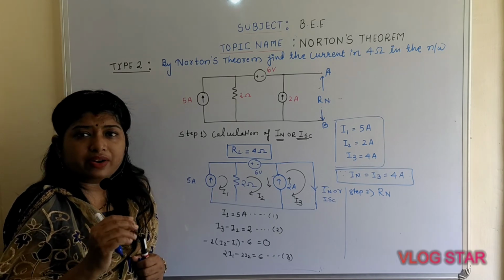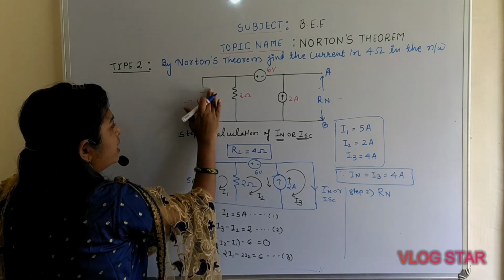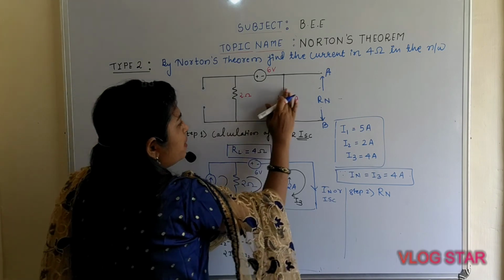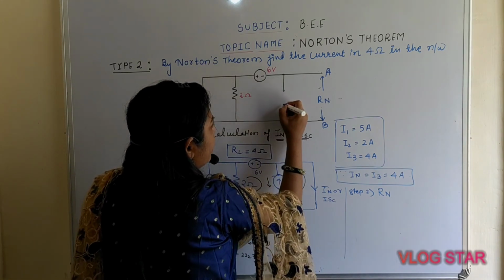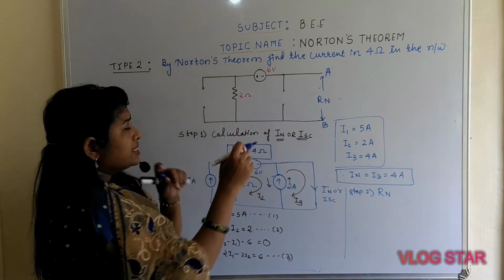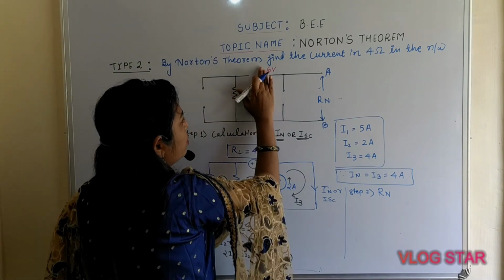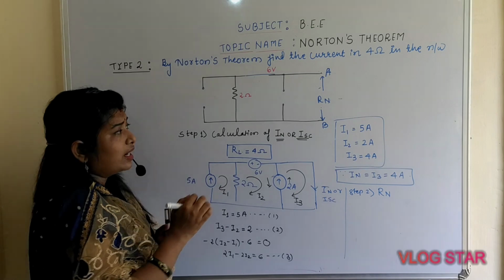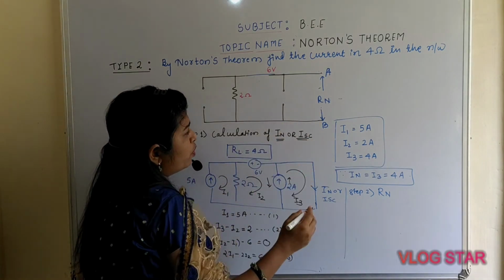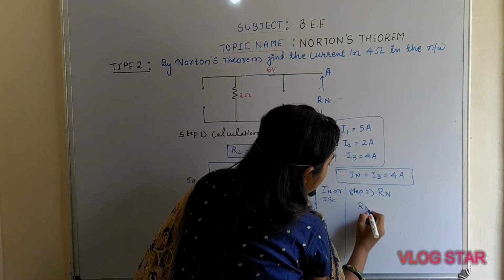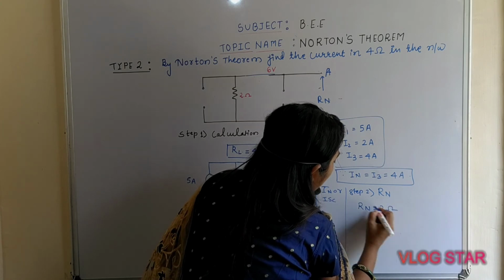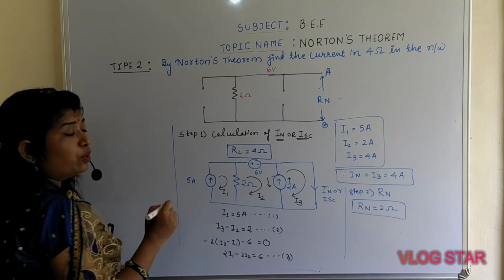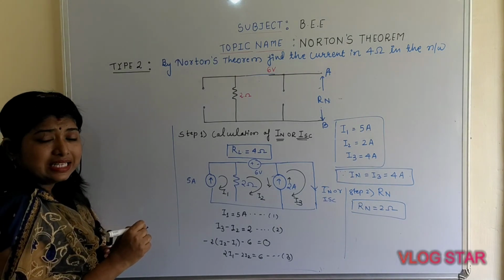to calculate the Norton equivalent resistor. Now this is a current source. I need to replace this current source by an open circuit. Similarly, you need to replace this current source by an open circuit. What about this? As it is a voltage source, you have to replace this voltage source by a short circuit. This is your new circuit. So can you tell me what would be your Rn value? Rn is equal to 2 ohm. I hope you have understood how to calculate Norton equivalent resistance.